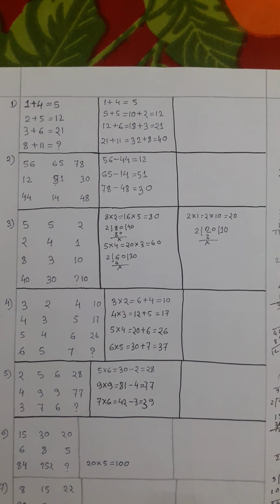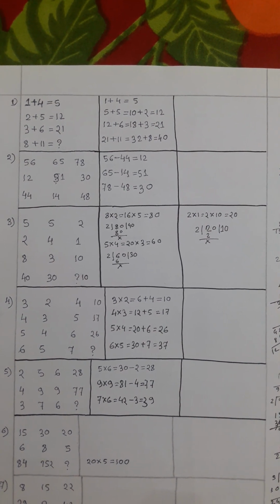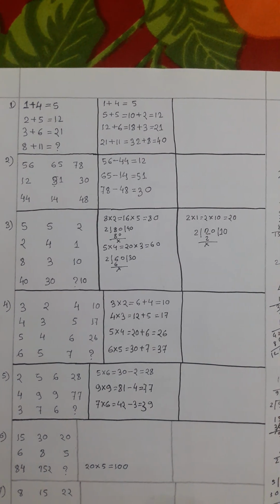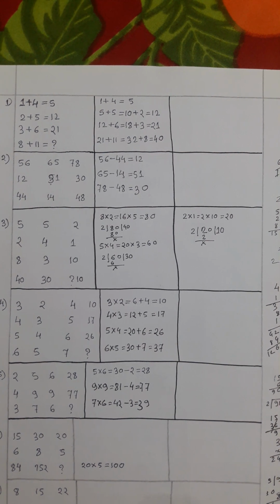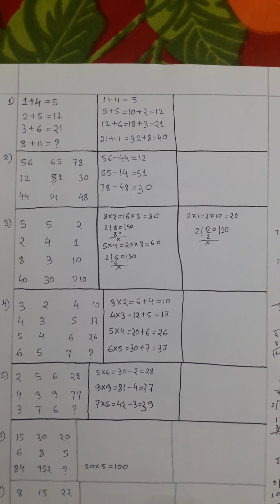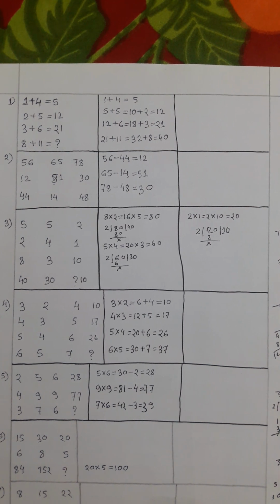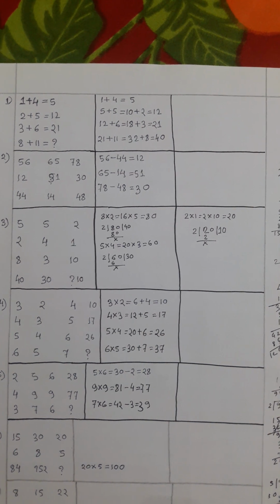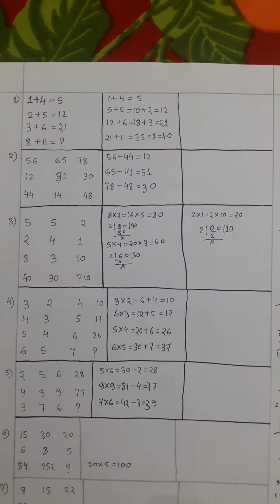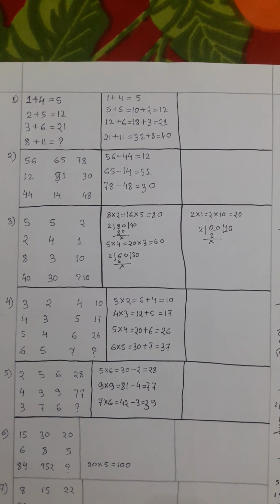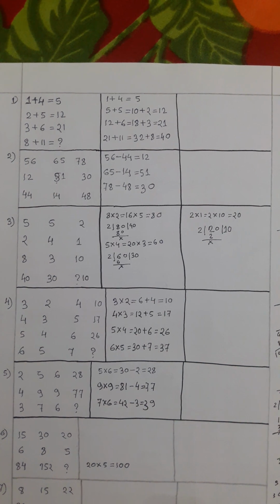आप सभी के लिए बहुत easily understandable है, मैंने कर दिया है। The next one is 12 + 6 = 18, 18 + 3 = 21. Then 21 + 11 = 32. Then 32 + 8 = 40. The answer is 40. Number 2, 56, 65, 78, 12, question mark 30, 44, 14, 48.